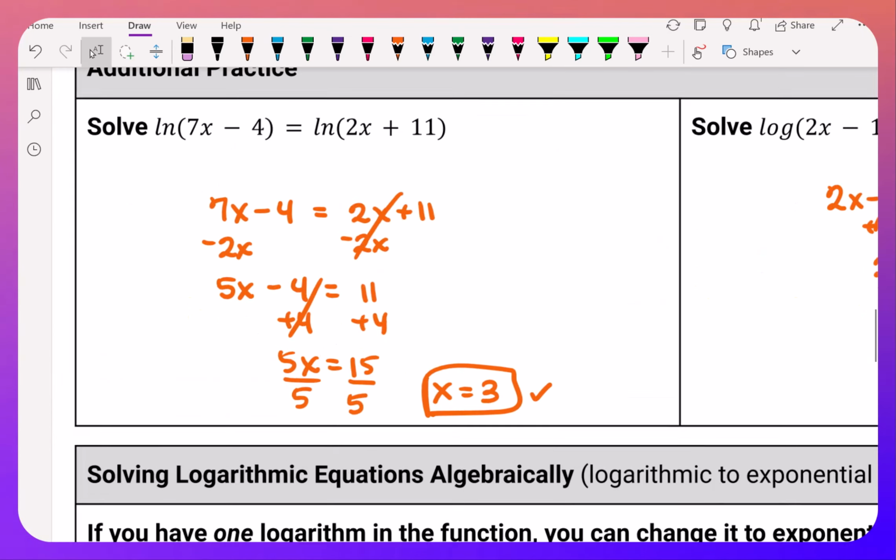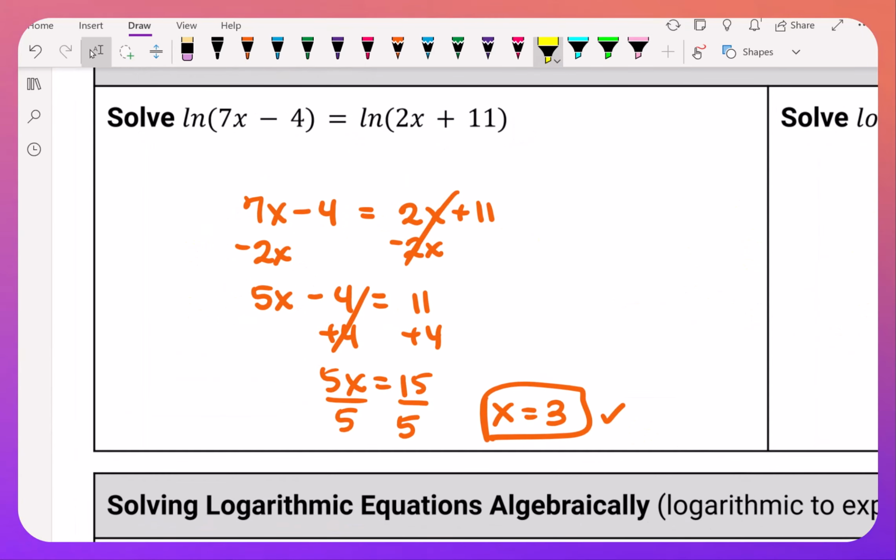Okay, so if you look at this first one right here, you don't have to really change anything. Why does that keep marking that out? So you've got the same natural log on both sides, so go ahead and drop the natural log, and this is what you're left over. And then just go ahead and solve for x. So subtract 2x from both sides, add 4, and then divide by 5. And if you take that 3 and plug it back into the original, it does check out.